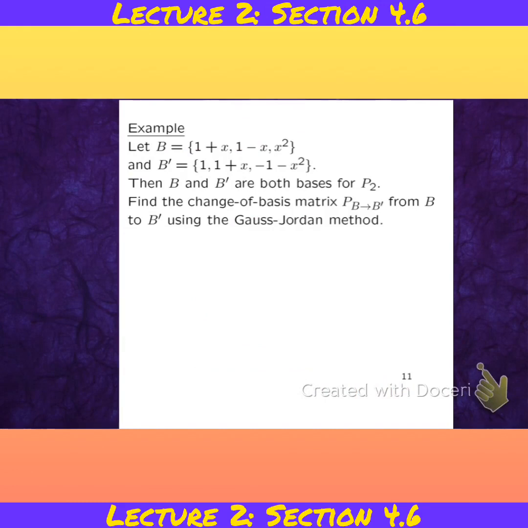All right, so let's look at an example. We look at P2, and we look at the basis B and the basis B prime there. We are asked to find the change of basis matrix P from B to B prime. So B is my old basis, B prime is my new basis, using the Gauss-Jordan method.